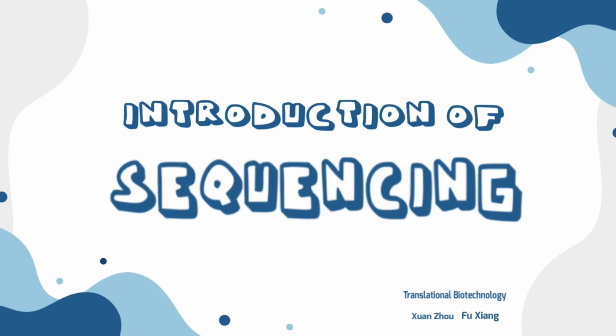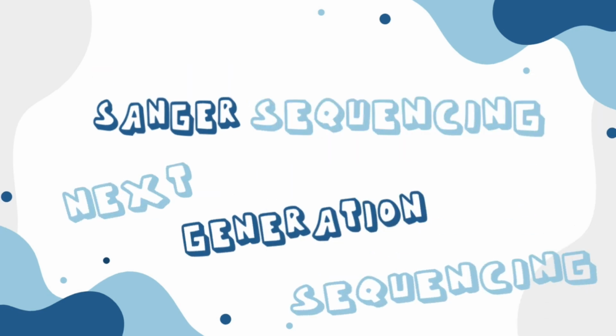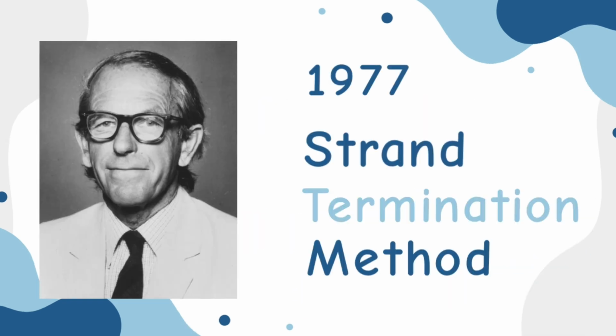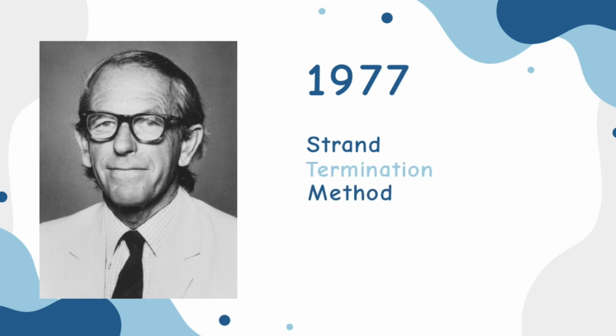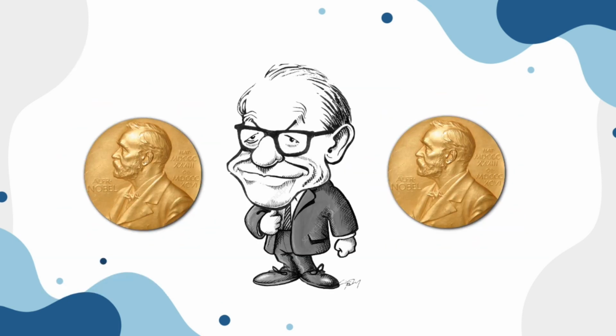This video is used to introduce the main sequencing methods currently available. They are Sanger sequencing and next-generation sequencing. In 1977, Frederick Sanger invented Sanger sequencing, also known as the chain termination method. He became a two-time Nobel laureate in this way.